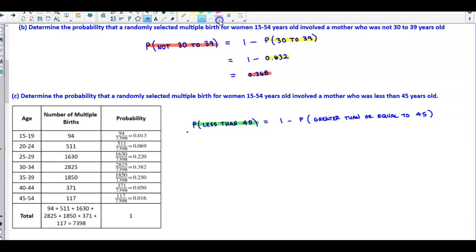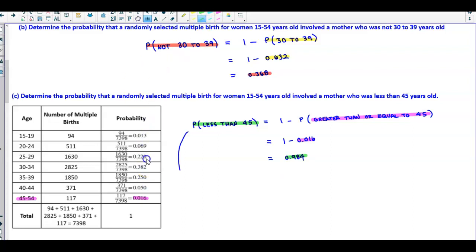So, what is greater than or equal to 45? Well, if we come down here, what is greater than or equal to 45? If we take a look at our age, the group that's greater than or equal to 45 is 45 to 54, and we can see that that probability is 0.16. So we're going to take 1 and subtract 0.16, and when we do that, we get the result of 0.984.